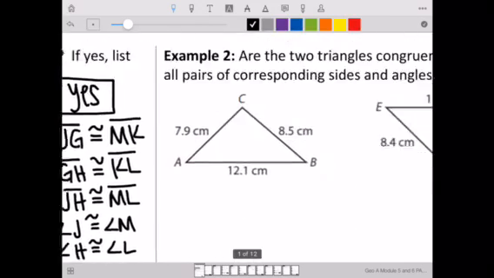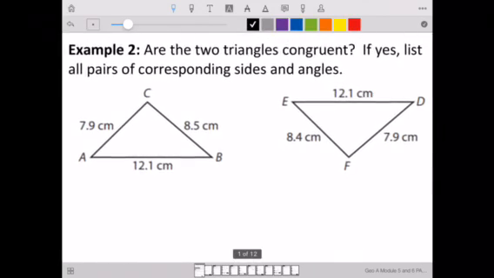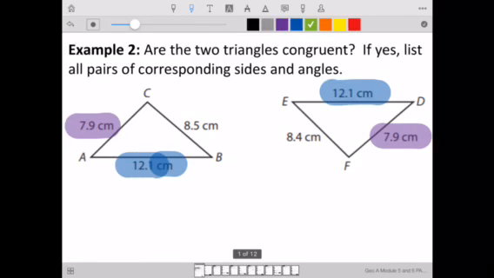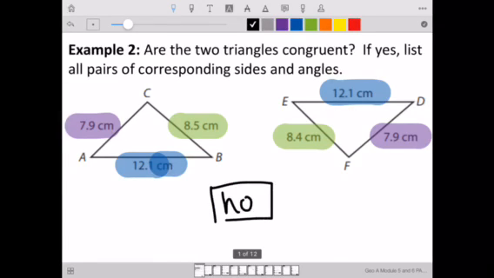Example number 2. Are these two triangles congruent? Well, we have a 7.9 matching with a 7.9. We have a 2.1 matching with a 2.1. But we have a 1.5 matching with an 8.5 matching with an 8.4. Those are not exactly the same, so no, they are not congruent.